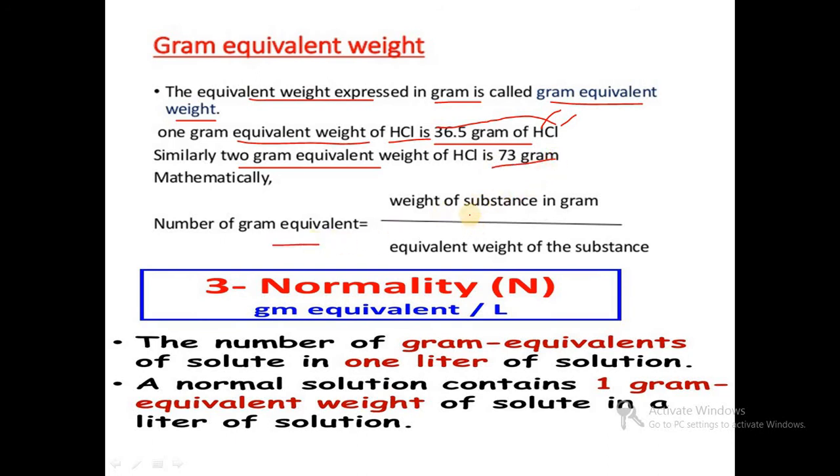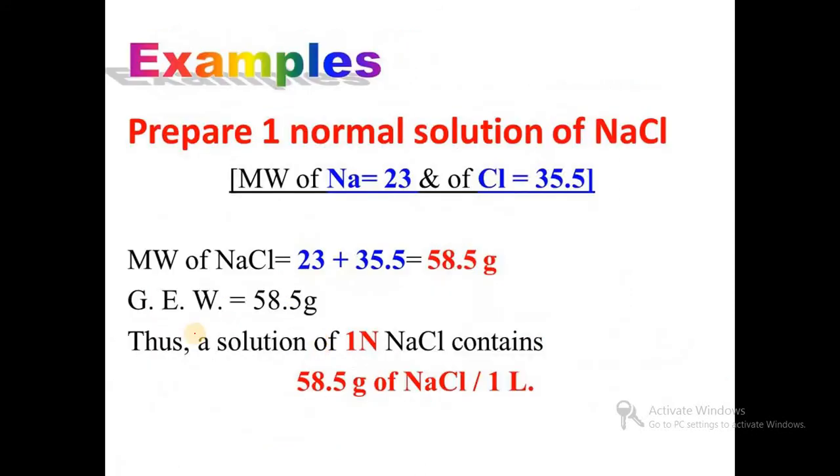Then the number of gram equivalents is equal to the weight of the substance divided by the equivalent weight of the substance. Then what is normality? That is the number of gram equivalents of solute in 1 liter of solution. A normal solution contains 1 gram equivalent weight of solute in 1 liter of solution.